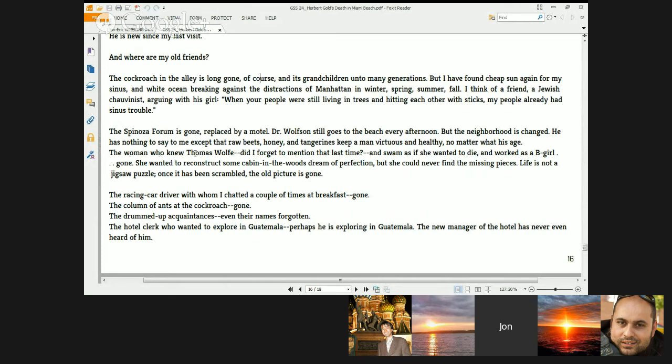The woman who knew Thomas Wolfe. Did I forget to mention that last time? And swam as if she wanted to die, and worked as a bee girl. Gone. She wanted to reconstruct some cabin in the woods, dream of perfection, but she could never find the missing piece. Life is not a jigsaw puzzle. Once it has been scrambled, the whole picture is gone.